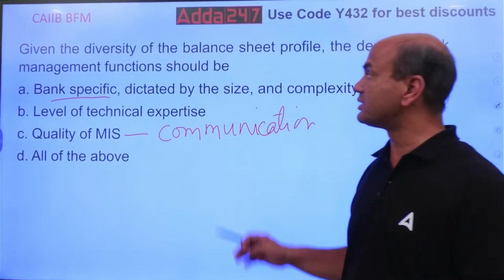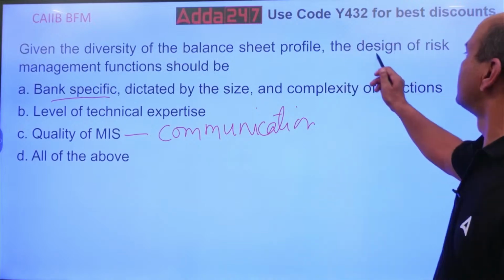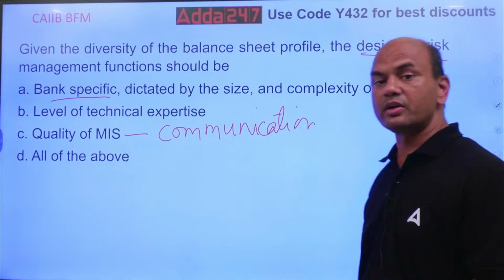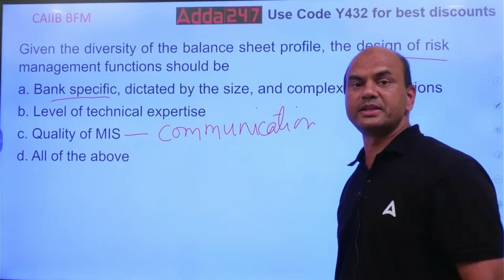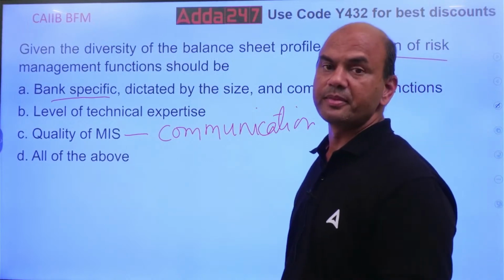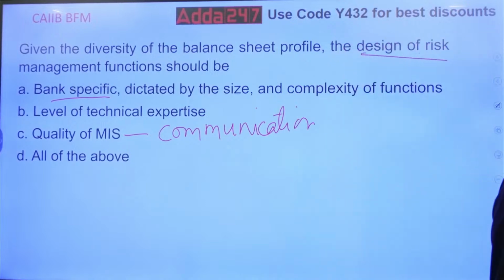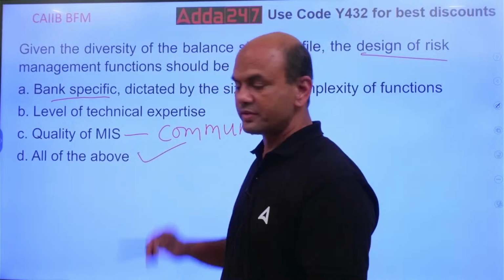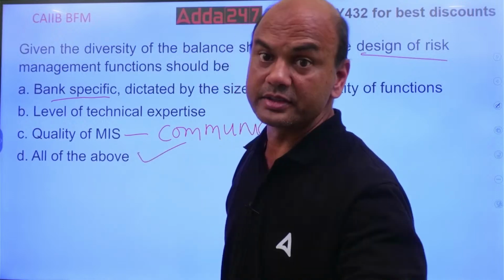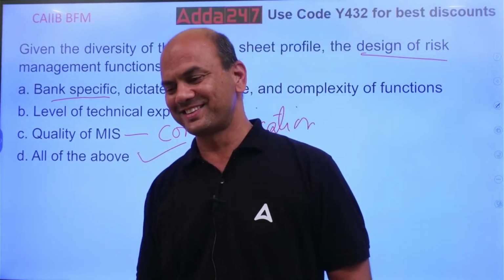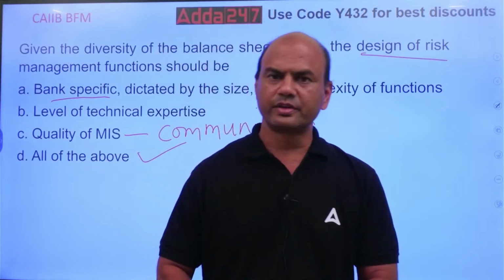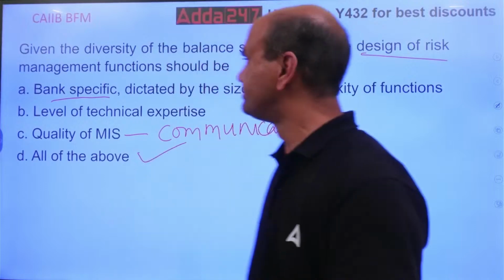So what is the basic design of this risk management? Is it ABC or is it all of the above? Let me see in the comment section. It is all of the above, right? It is all of the above. Got it, everyone? Next. Okay, so next one.